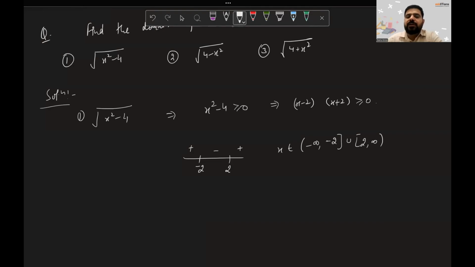So for any such values, this root will be defined. If I take any other values between minus 2 and 2, let's say I take 0. 0 square is 0, minus 4, root of minus 4. Not defined, right?